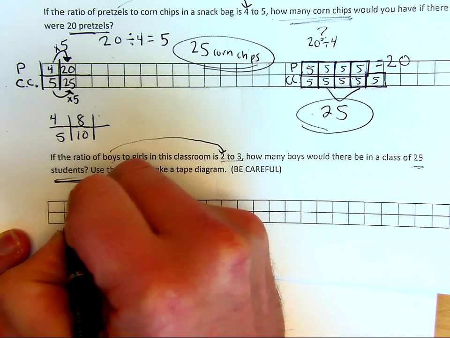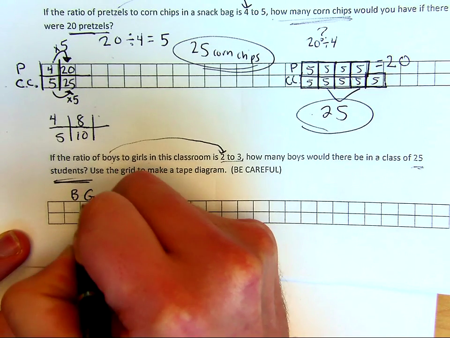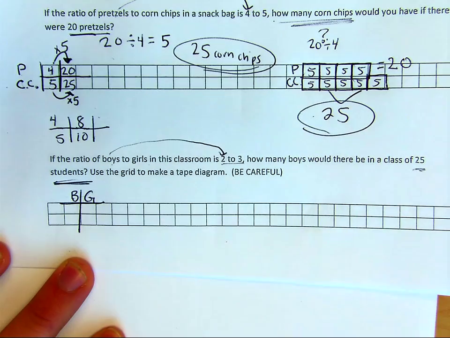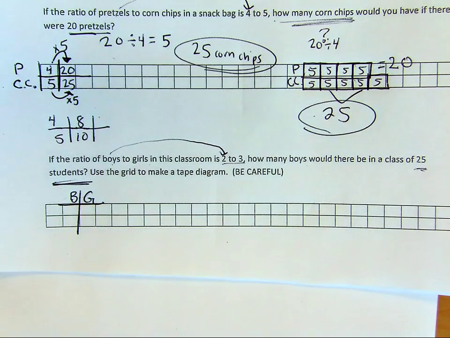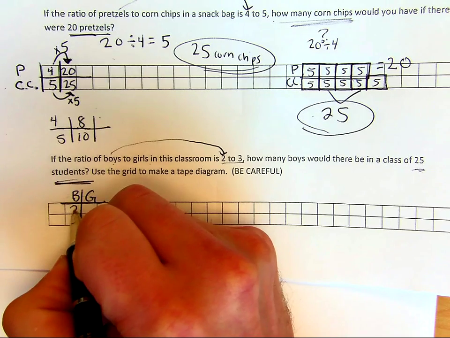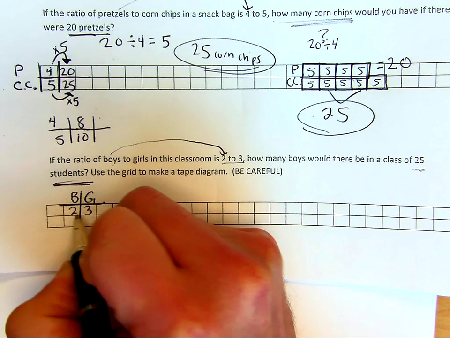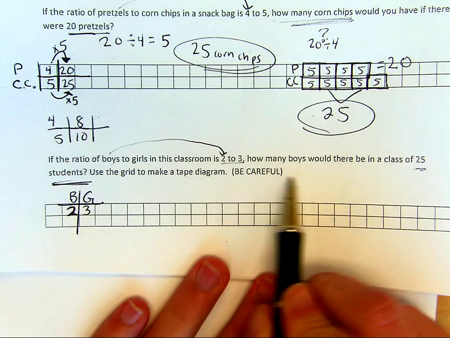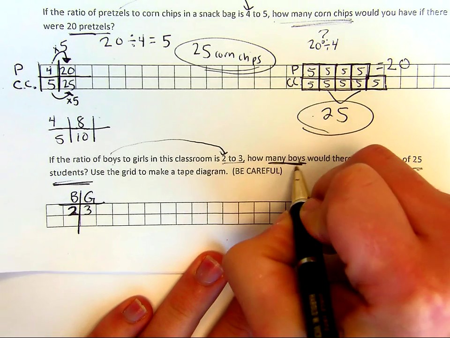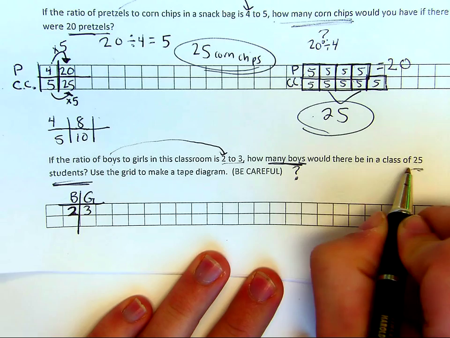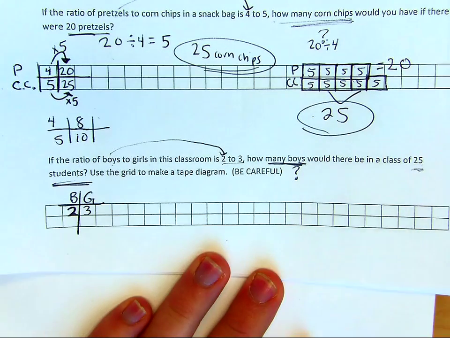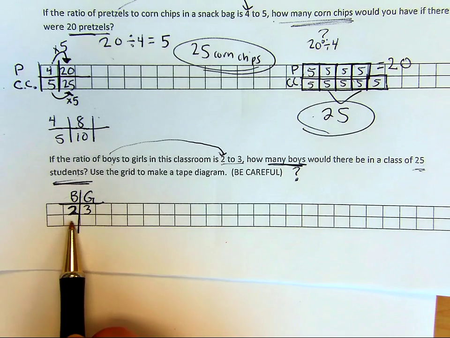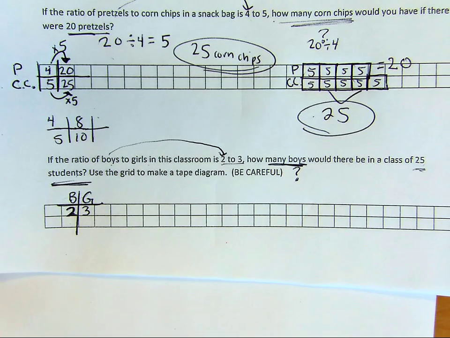I'm going to set it up like this because it really doesn't matter if I do it vertically or horizontally. Whatever way works for you is fine. So we have 2 boys to 3 girls. Then it says how many boys, so how many boys is our question, would there be in a class of 25 students? Do you think the 25 would go under the boys or the girls? Adam?